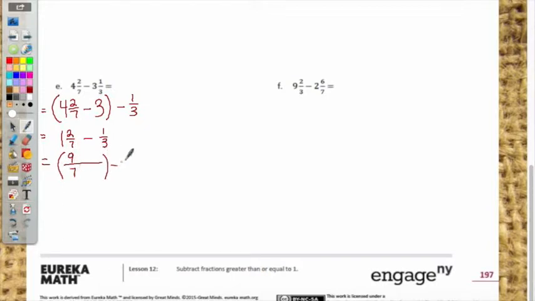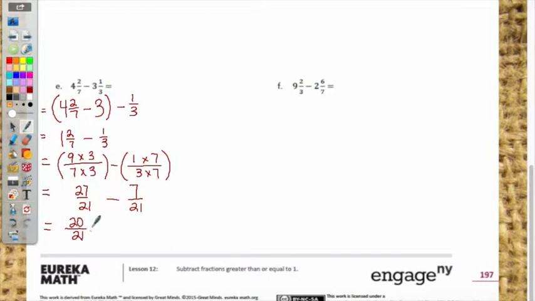So I will get 9/7 minus 1/3. Common denominator for 7 and 3 is 21. 7 times 3 is 21. 9 times 3 is 27. 3 times 7, 1 times 7. Now remember, I already got rid of my 1 because I changed it to 7/7, and that gave me 9/7. So I don't have to worry about adding it in. My answer is 20/21.